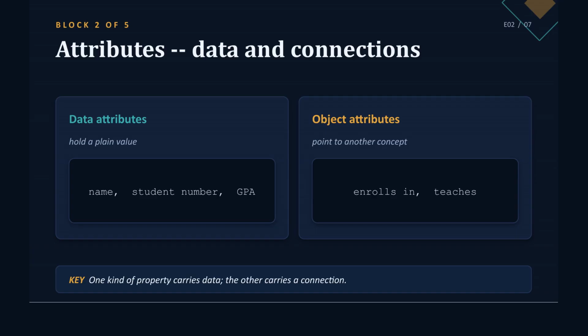Block 2, attributes, which are often called properties. These describe a concept, and they come in 2 distinct flavors that are well worth separating clearly in your mind. Data attributes hold a plain value, a student's name, their student number, their grade point average. Object attributes, by contrast, point from one concept across to another, a student enrolls in a course, a teacher teaches a course. So one kind of property carries a piece of data, and the other kind carries a connection. Both of them are how a bare, empty concept gains its real detail.